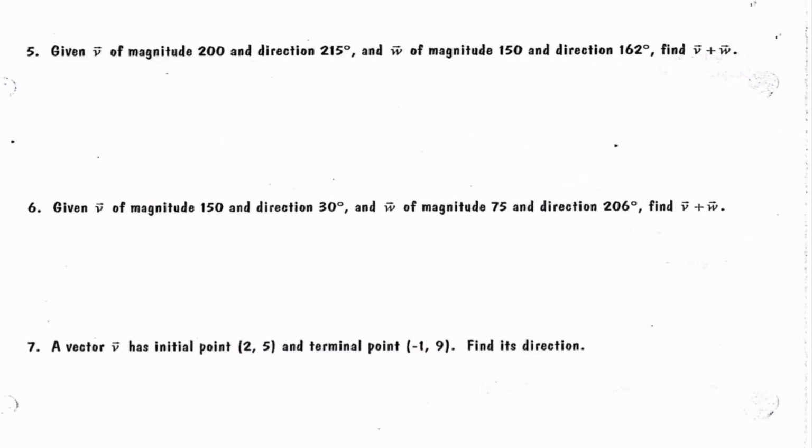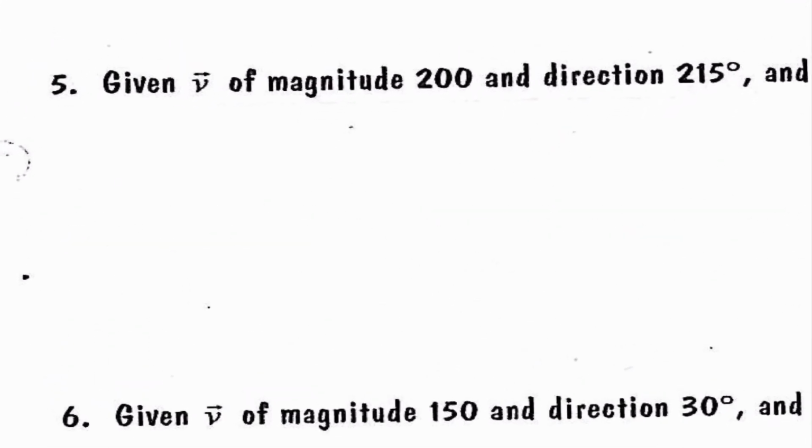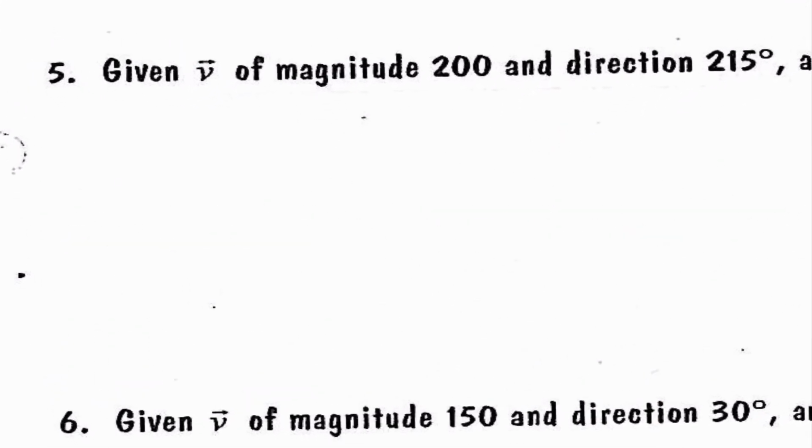So let's go ahead and do another one. Number 5, it tells us V has a magnitude of 200 and direction of 215, and W has a magnitude of 150 and a direction of 162. And then we need to find V plus W. So it's kind of asking me to do 3 things at once. So I'm just going to start with vector V.